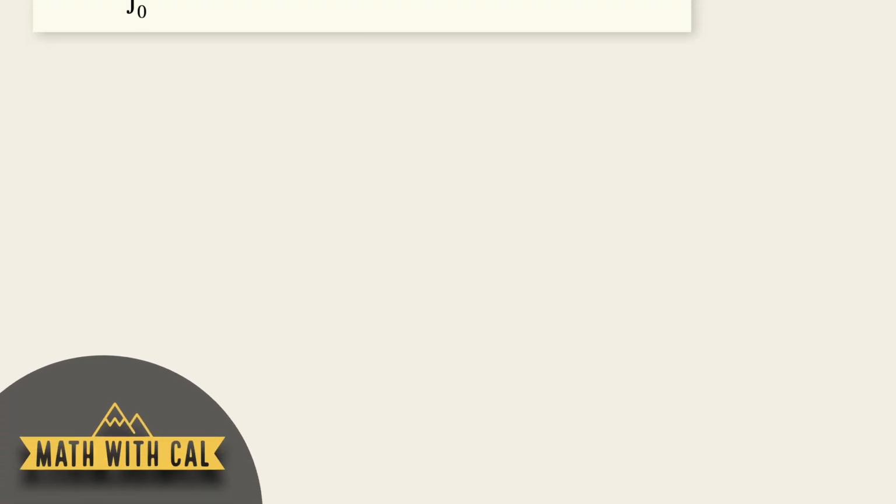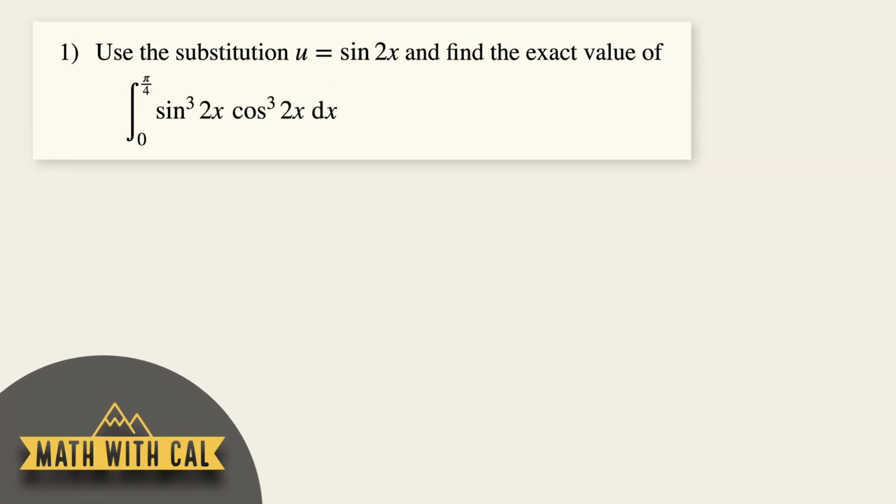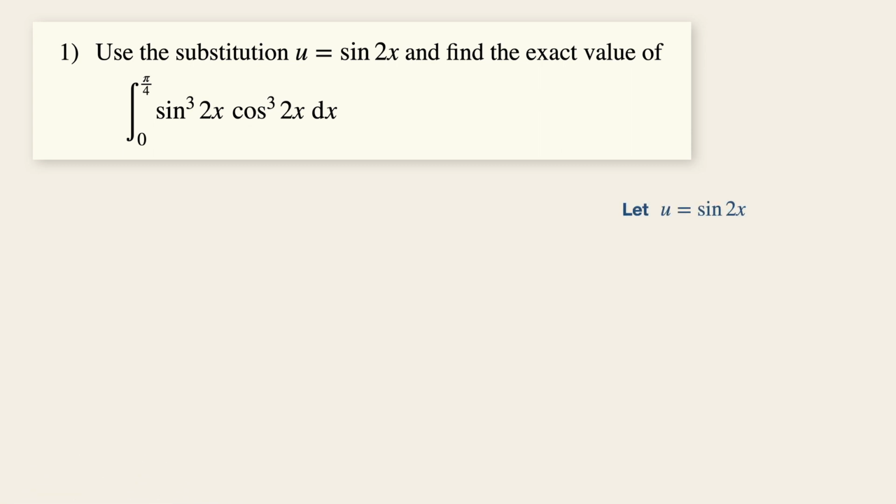Hello everyone, today we are going to evaluate this integral using the substitution method when u is equal to sine 2x. Now the very first thing we could do is to differentiate u with respect to x. Now remember, we are doing this step because we would like to change this to a du. So du over dx is equal to 2 cosine 2x, and this implies that du is 2 cosine 2x dx.